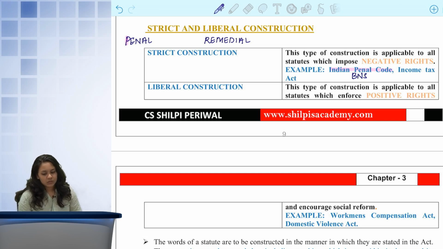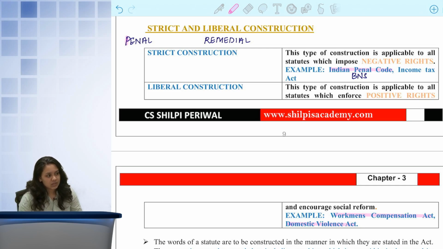However, with remedial statutes, say for example your Domestic Violence Act or your Workmen's Compensation Act, these are all laws which help to uplift certain people. So say for the Domestic Violence Act, let's assume that the victim is entitled to a maximum compensation of 40,000 rupees. However, in a real life scenario, the victim might be a mother of 3 children, and the hospital bills itself may have come up to close to 80,000 to 90,000 rupees.